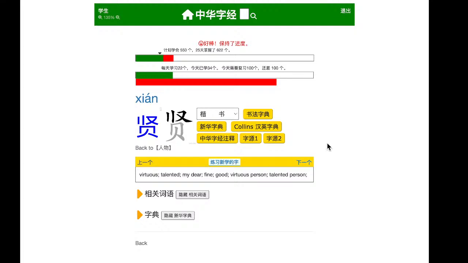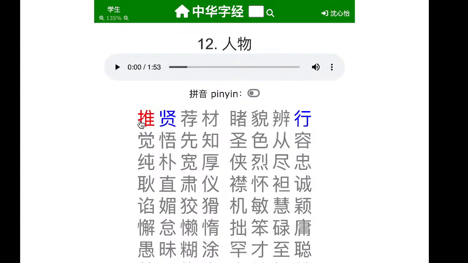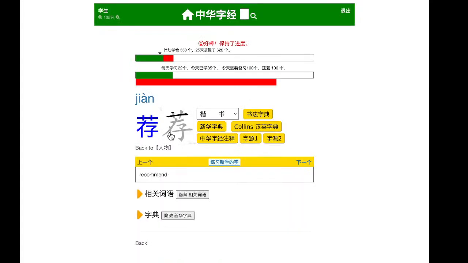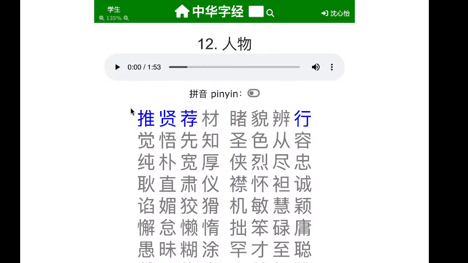贤. 贤 means virtuous or talented, fine and good. So usually you would say 推荐, 荐, which also means recommend. When you put these together, 推荐 is the word for recommendation. Like when you're applying for a job and you need recommendations, 推荐 would be what you say. Or you're like, oh, I want to go watch a movie. What's playing right now that's good? You ask your friends. 推荐 is a recommendation.